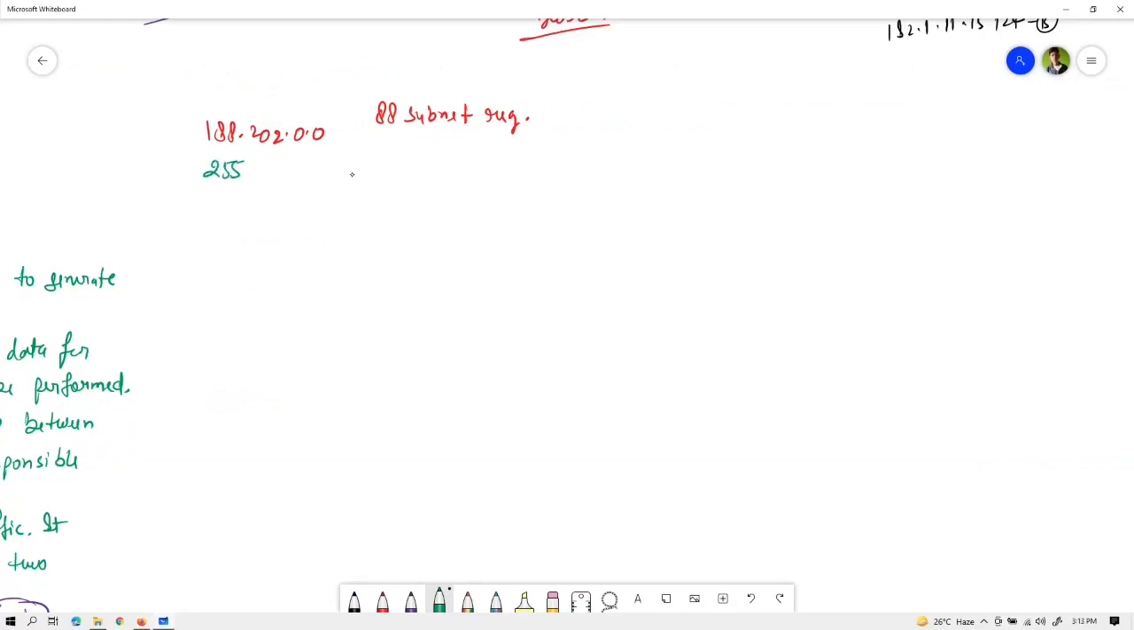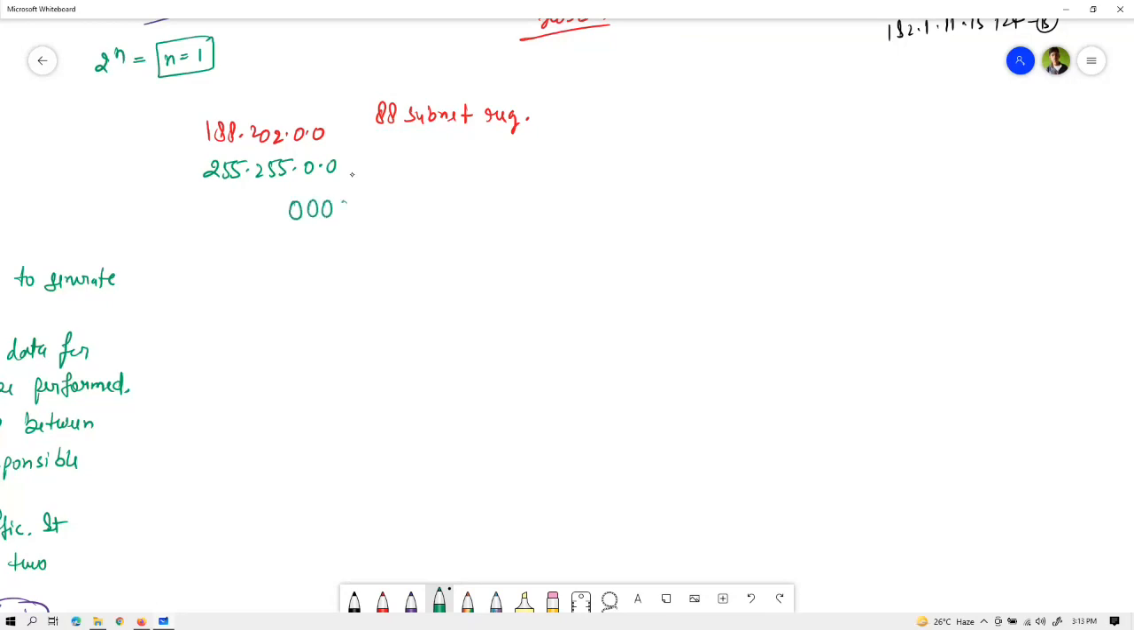So its default subnet mask will be something like this, but we don't need this much available host, right? We need 88 small subnets from this big network. So how can you calculate the number of subnets? I told you the formula: number of subnets is 2 to the power n, where n is the number of ones. Now you need to calculate after how many bits I can get 88 subnets. You need to do 2 to the power always. So you will get 7. 2 to the power 7.